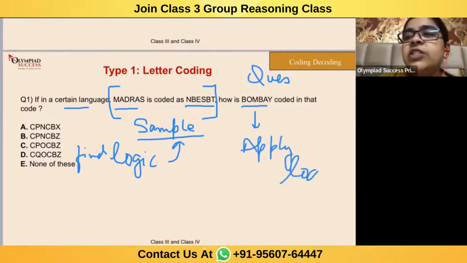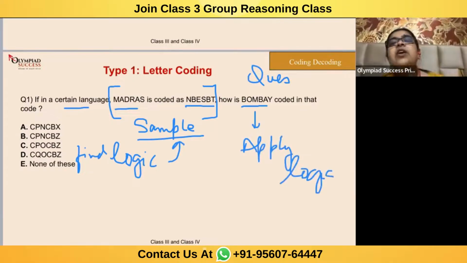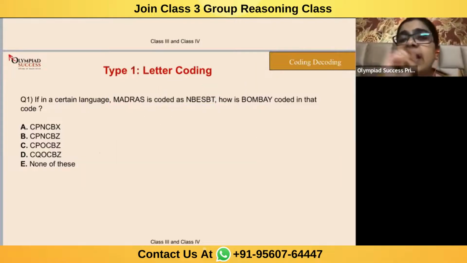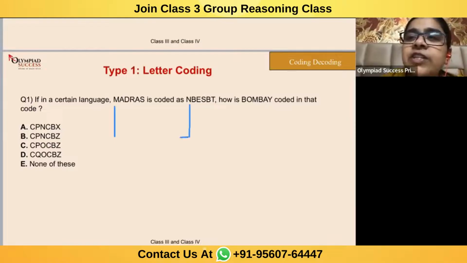Getting my point? The logic will be exactly the same. You have to find the logic from the given sample and then apply it in this Bombay question. And how will you establish a logic? First letter is equal to the first letter here. So whatever is the relation between M and N, you have to find that out.